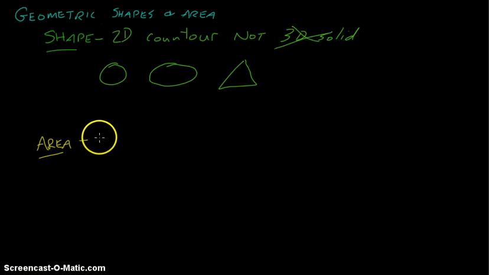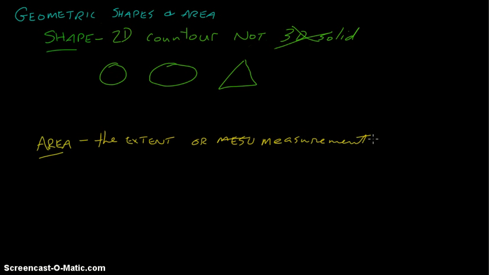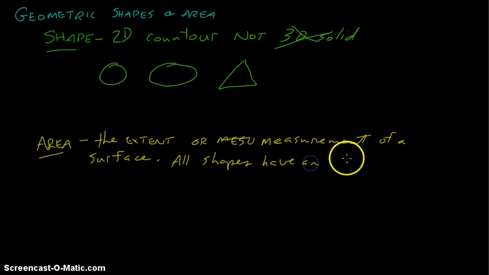We're talking about the extent or measurement of a surface. Now, all shapes have an area because they are enclosed. Let's add that. They're enclosed. So all shapes will have area.